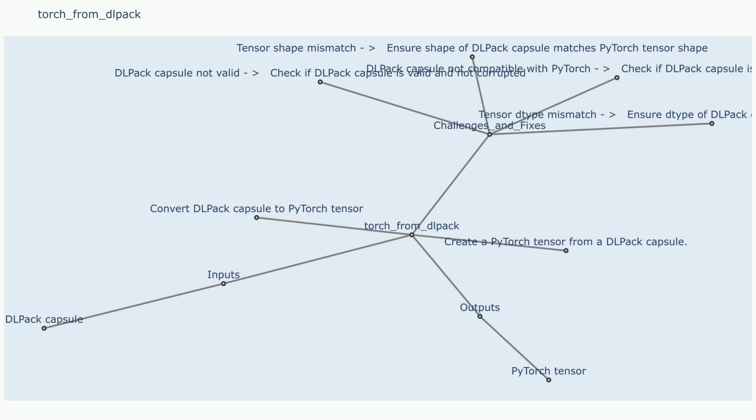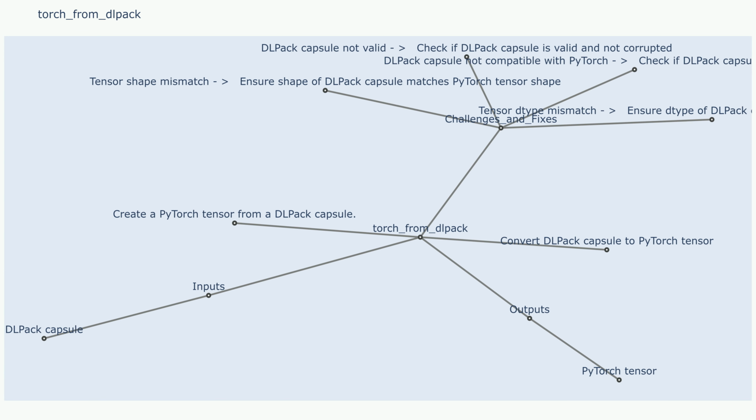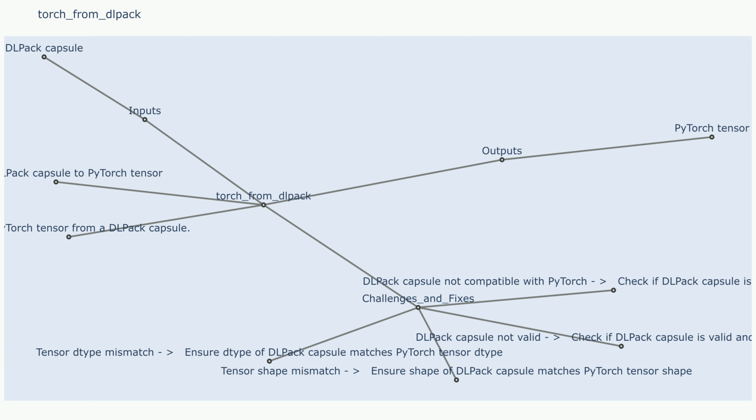torch.from_dlpack. Description. The torch.from_dlpack function converts a DLPack (Data Layout Pack) object into a PyTorch tensor. DLPack is a standardized data interchange format that allows data to be shared between different frameworks and libraries without needing to copy the underlying data. This enables efficient data transfer and avoids unnecessary data serialization and deserialization.